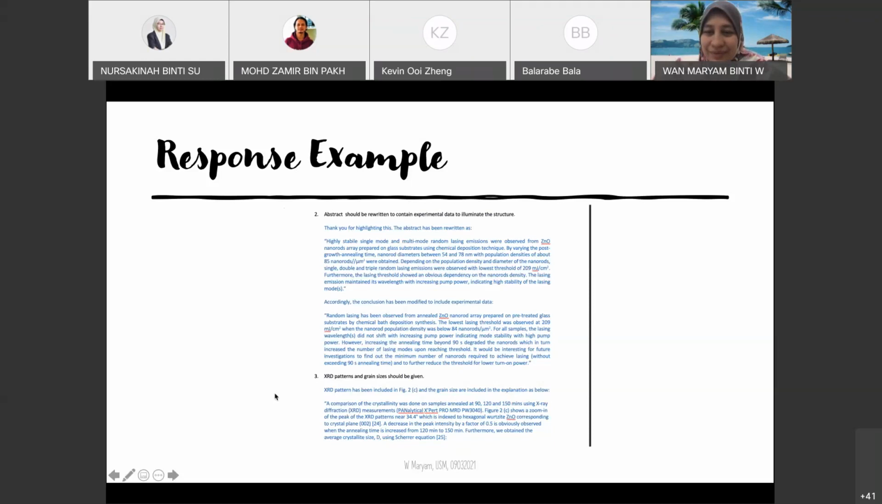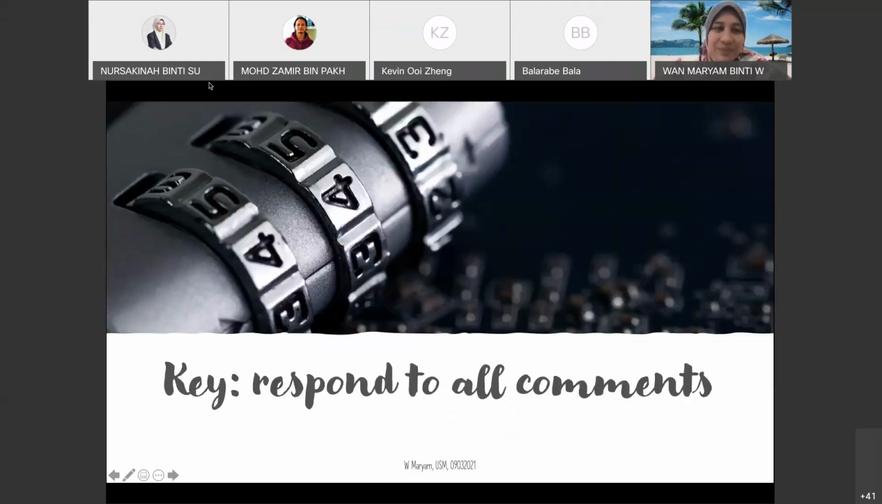The key feature that I want you to take back is to respond to all comments, no matter how big or how small. Normally we would do major comments first, followed by minor comments. Major comments are regarding the structure of your paper and so on. Minor comments are like figure 1 is missing, or the English should be better, something like that.